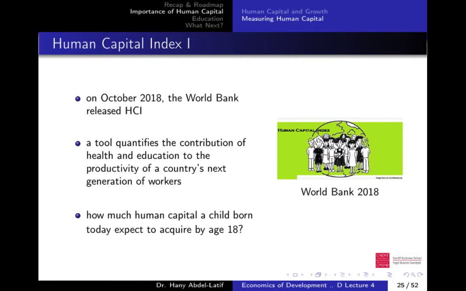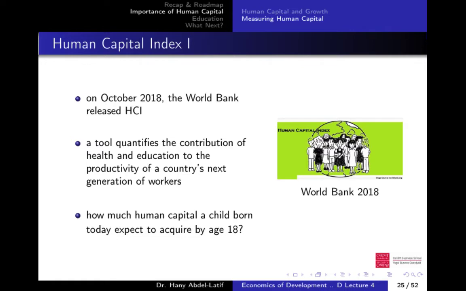So start with children and see how much human capital a child born, for example, today can expect to acquire by age 18. So that's what they are trying to answer. Okay, so we'll know more about this index today, and all the figures and maps and statistics are based on the World Bank work. And there's a paper which I cited at the end. I would encourage you to read it. So anyway, let's find out more about the Human Capital Index.